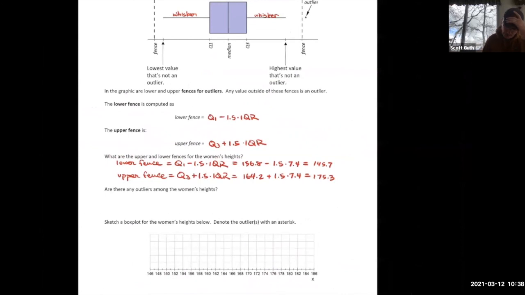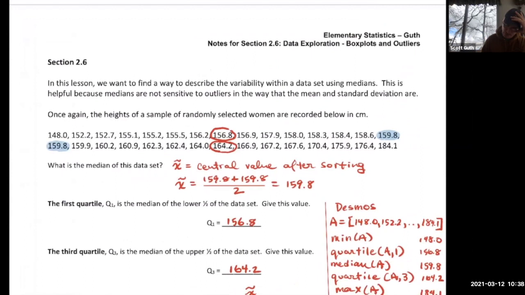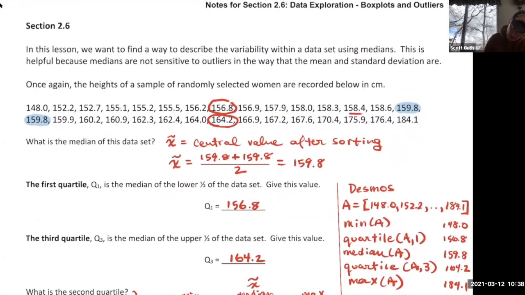So now I have to go back to the data set, 145.7 to 175.3. If you notice, these 3 values are all bigger than 175.3, the 3 highest values. There are no outliers on the low side. So these guys, these 3, are outliers. Any questions? And you'll see that when we graph them, they're really separated from the rest of the data set.